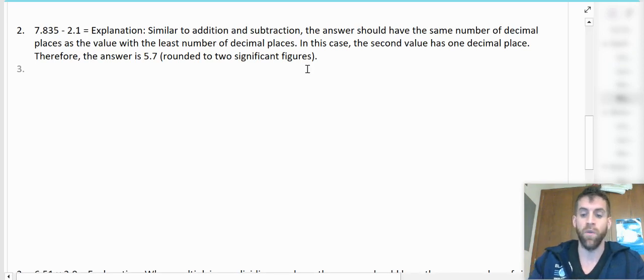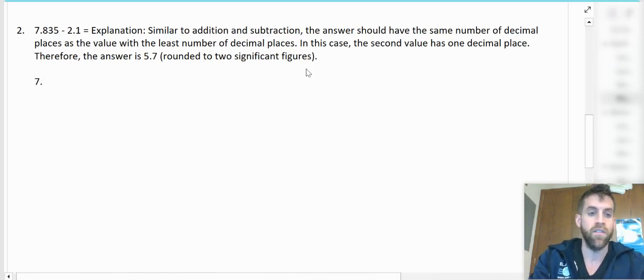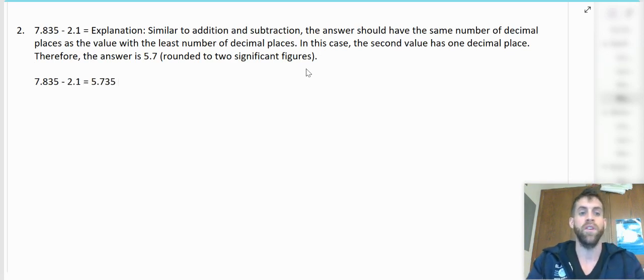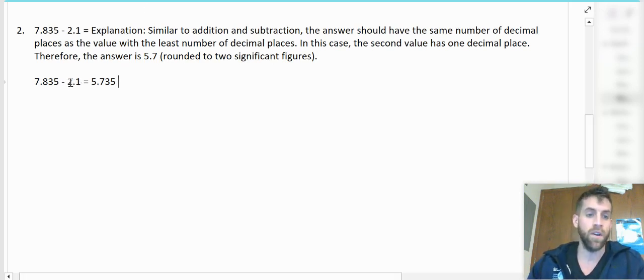So we will see what we actually produce. We get 7.835 minus 2.1, and that actually produces 5.735. But because in our question we have a 2.1, the tenths place is the least precise digit. So we're going to take that into account. Thus, the answer is indeed 5.7.